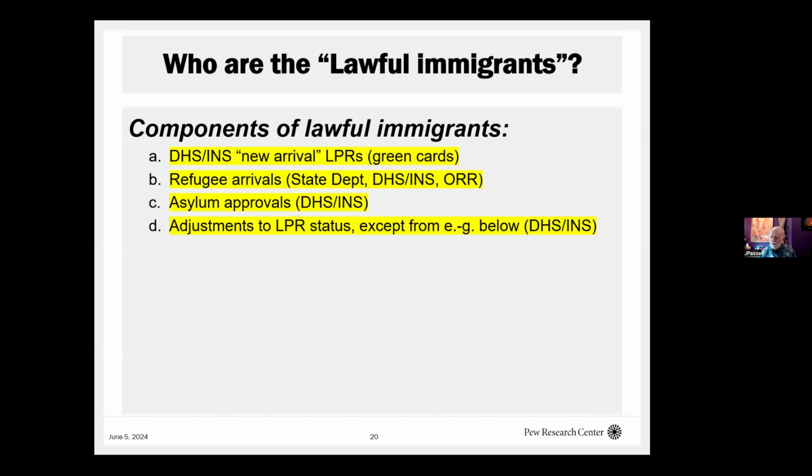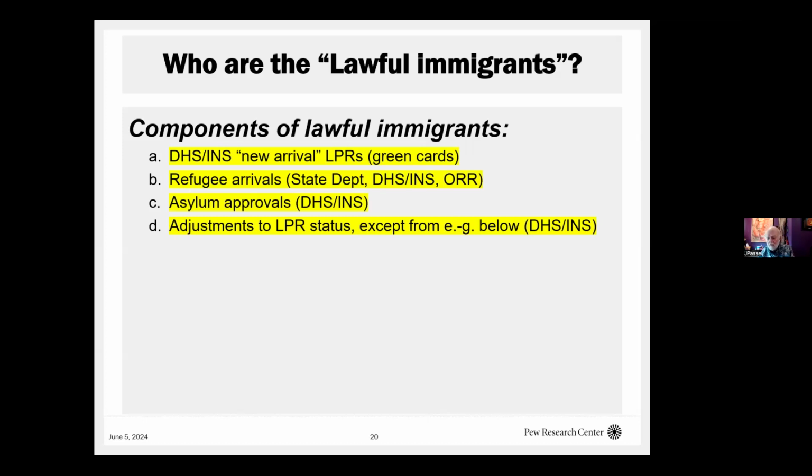So who are the lawful immigrants? Well, the lawful immigrants are the people we put into our estimates. And the main group are people who arrive with green cards, legal permanent residents. The Department of Homeland Security and its predecessor, the Immigration and Naturalization Service, provide annual counts of this. People who arrive as refugees are part of the legal population. They come mainly at this point from the State Department. People who get approved for asylum get added to the lawful immigrant population.